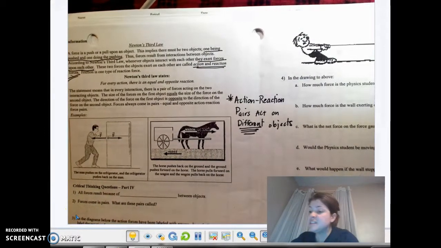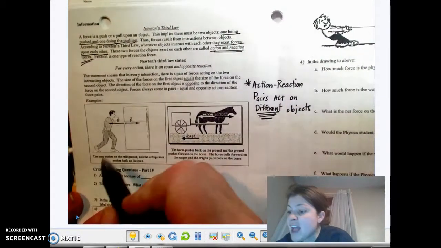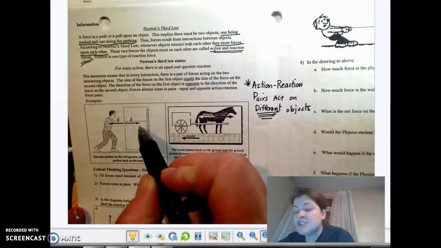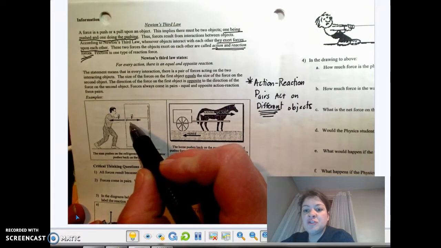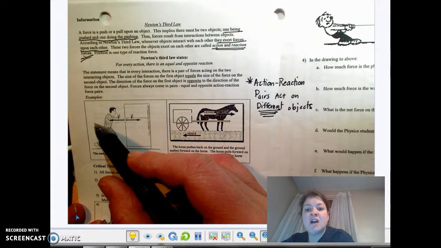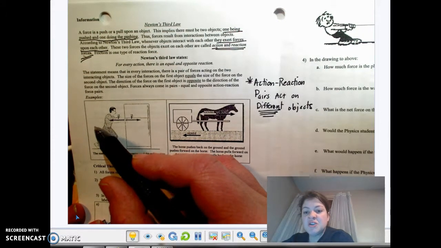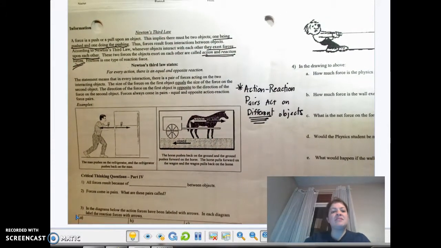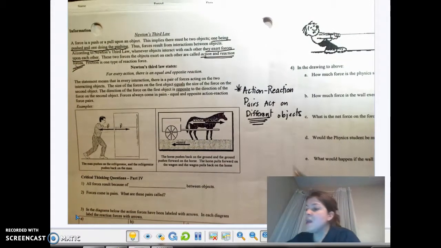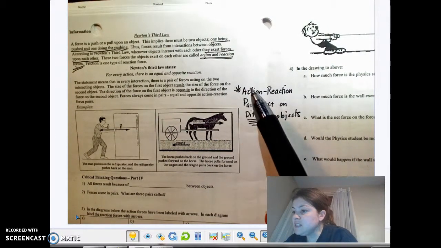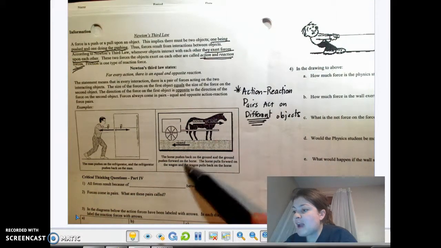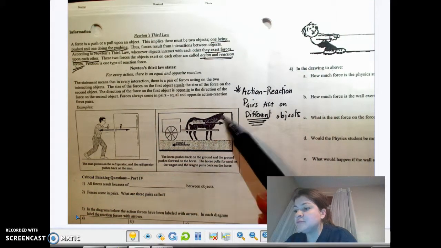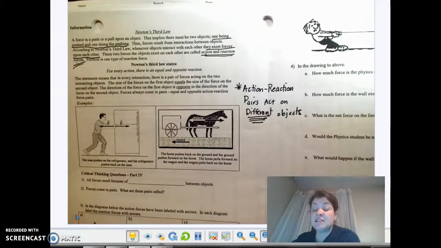So let's look at this scenario. We have a man who exerts a force on the refrigerator, and then the refrigerator exerts a force on the man. And so they're not exerting a force on the same exact thing, which is why you can have movement. This one is a horse pushes back on the ground and the ground pushes forward on the horse, which is why it's able to move.